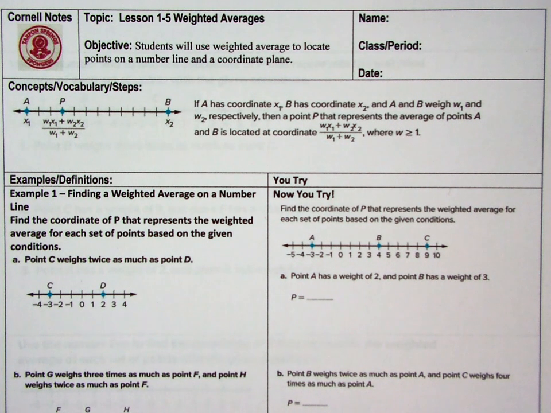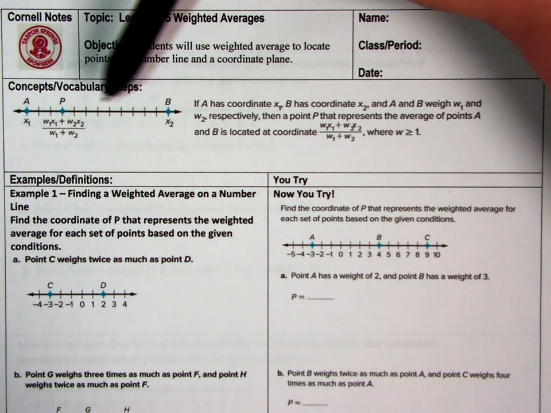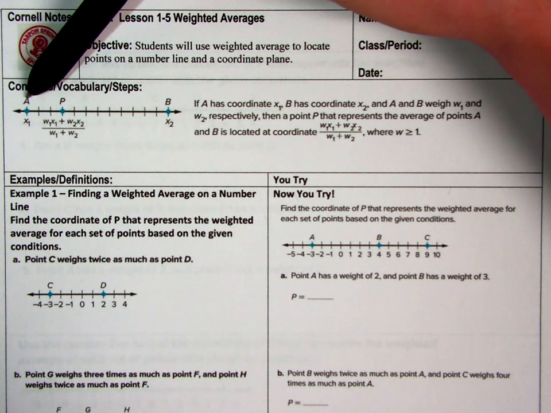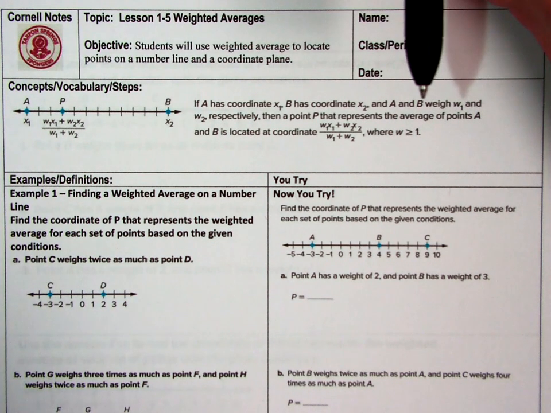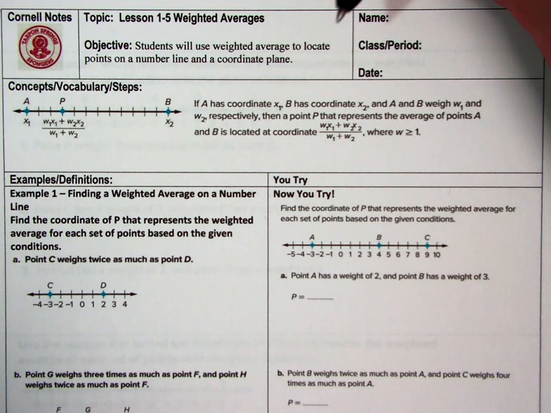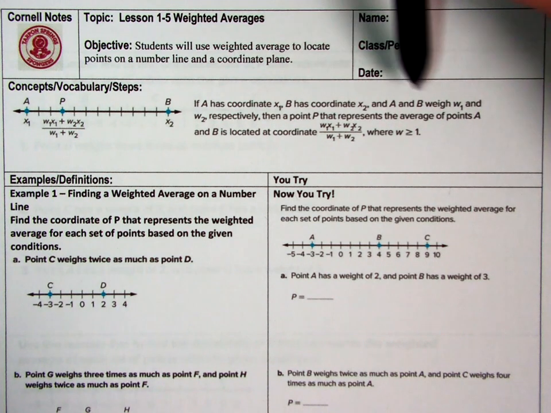Alright, this week we worked on weighted averages. Students will use weighted averages to locate points on a number line and on a coordinate plane. Our main concept was that if we had a point A and a point B, they have locations, they're also going to be given some importance, some weight, which we normally call W.